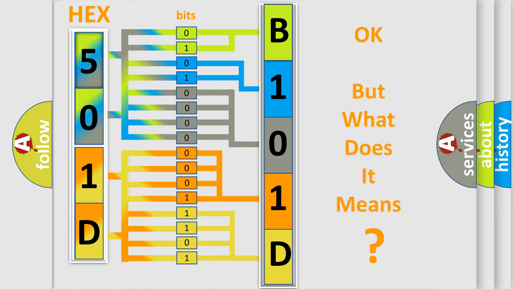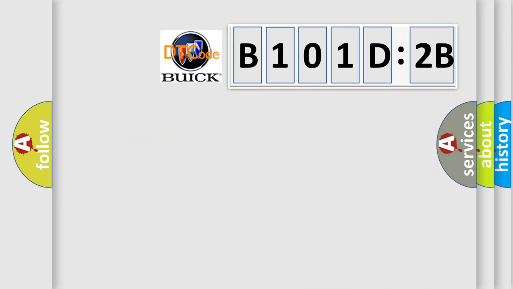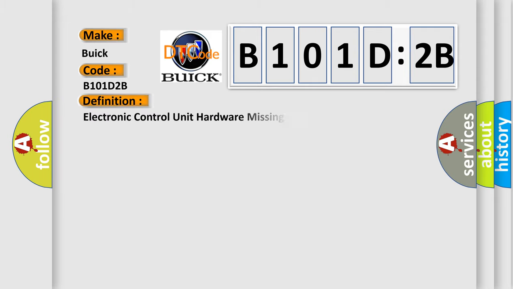The number itself does not make sense to us if we cannot assign information about what it actually expresses. So, what does the diagnostic trouble code B101D-2B interpret specifically for Buick car manufacturers? The basic definition is: electronic control unit hardware missing reference.